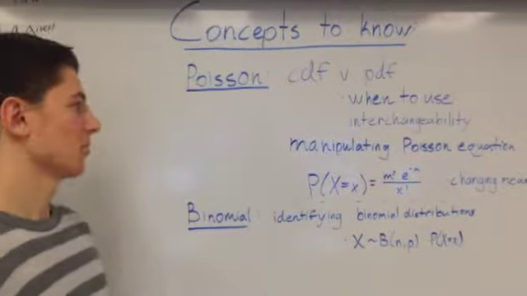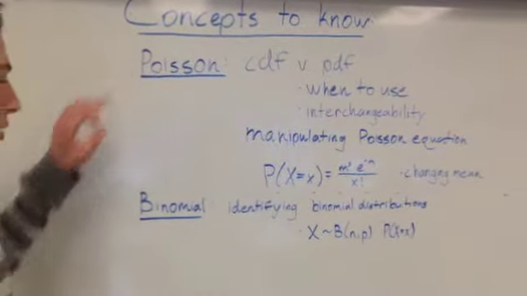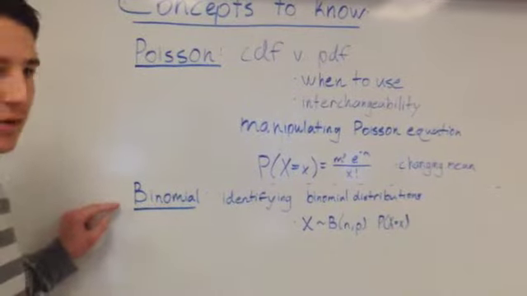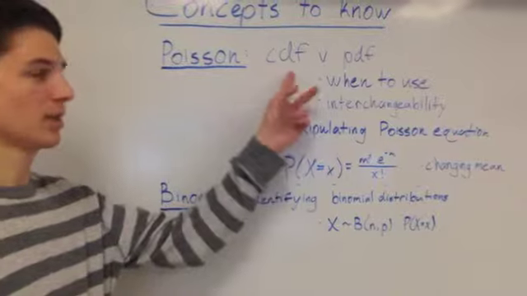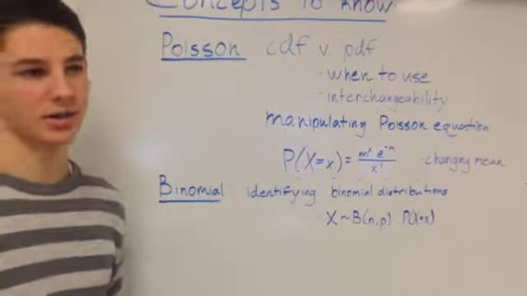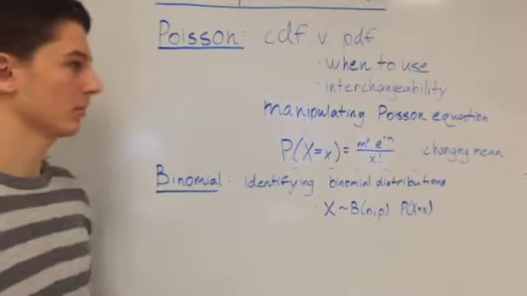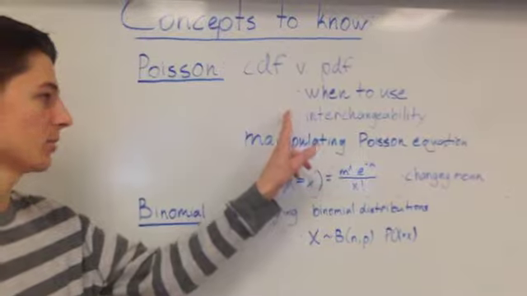So this problem deals primarily with probability, and specifically it gives you a Poisson distribution, and you also have to know some things about binomial distributions. So for Poisson distributions, you need to know the differences between your CDFs and your PDF, and your CDF is cumulative. You need to know when to use each one, so when you should use cumulative or PDF, and also how they're interchangeable, how you can change between them.